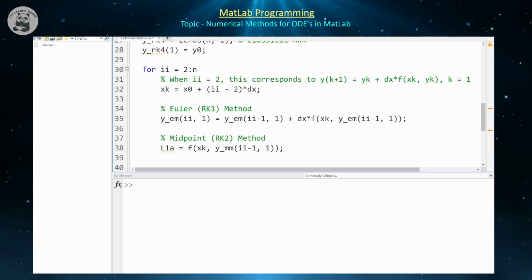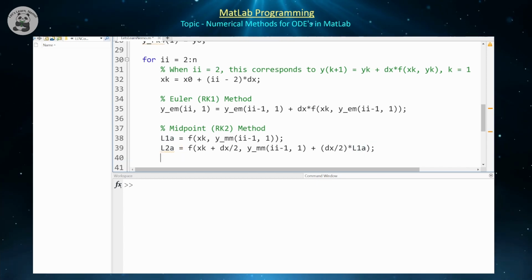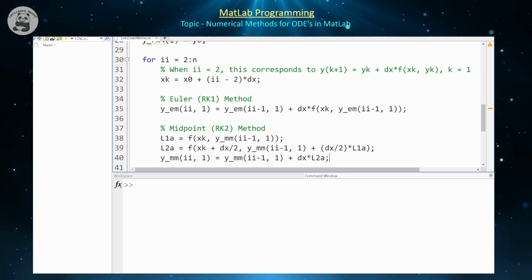Right, so that's the first L1, and then we're going to have L2, which is going to be equal to f of xk plus dx over 2, and then YMM(II minus 1, 1) plus dx divided by 2 times L1A. So those are our steps in our midpoint method, and then the update equation for it is going to be YMM(II, 1) will be equal to the old YMM(II minus 1, 1) plus dx times L2A. So that is our new y value via the midpoint method.